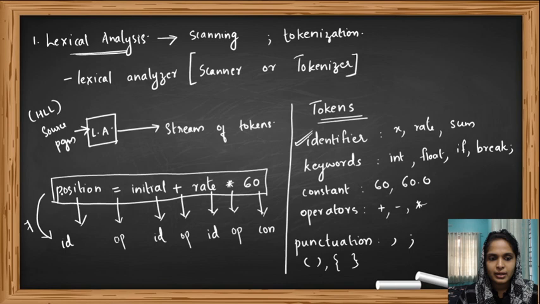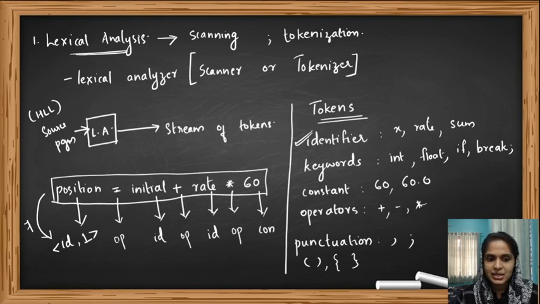So coming back to our example, position is equal to initial plus rate into 60. Here the position will be converted to a token identifier and this identifier will be saved inside our symbol table. So it will have the form token name, comma, attribute value. Here we write 1 as the attribute value to denote that this identifier, that is position, is saved as the first entry in the symbol table. So the term position will be converted to the token id, comma 1.